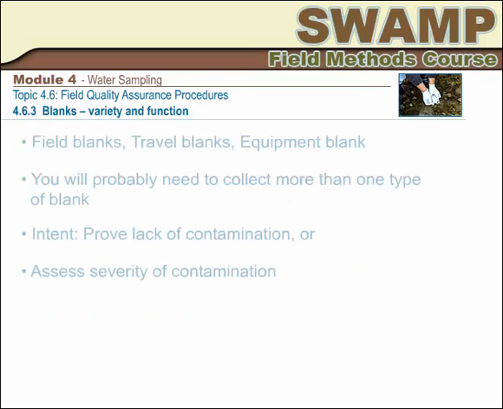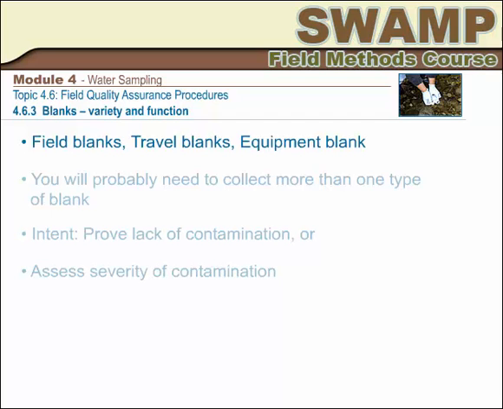There are many types of blanks you will need to collect in order to prove lack of contamination, or assess the severity of contamination where it is not preventable. There are variations on the frequency and timing of blank collection, and each type of analyte or container may have its own protocol. You will be asked to collect field blanks, that is, to fill a sample container with clean water in the field, to show that your sample handling is clean.